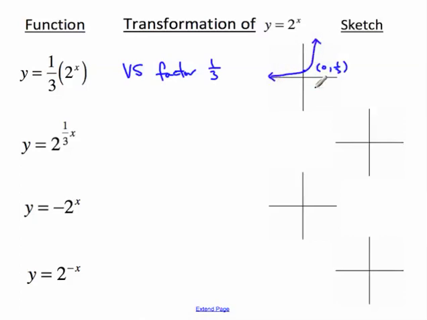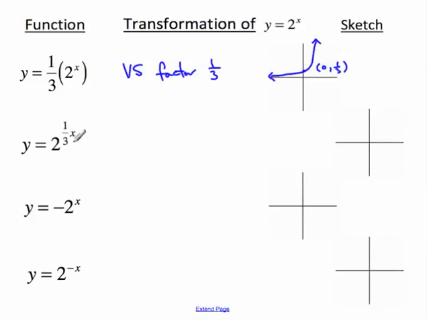Now, without the other graph here to compare it to, we can't see the effect, but y is equal to 2 to the power of x would be above this line here, because y is equal to 1/3 times 2 to the power of x is stretched by a factor of a third, in other words, squished towards the horizontal axis.